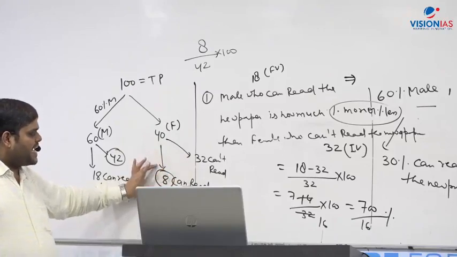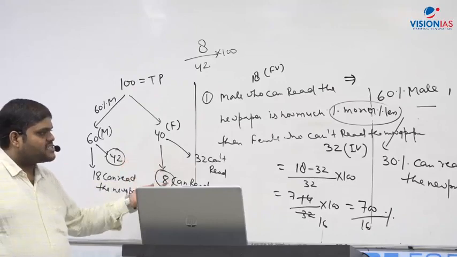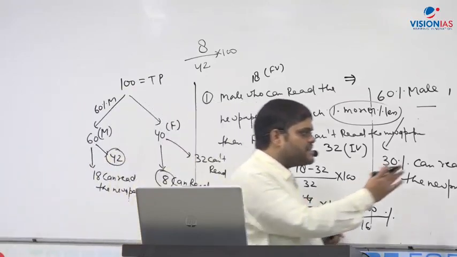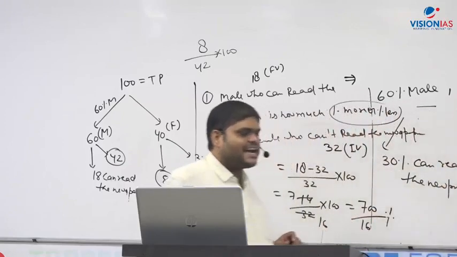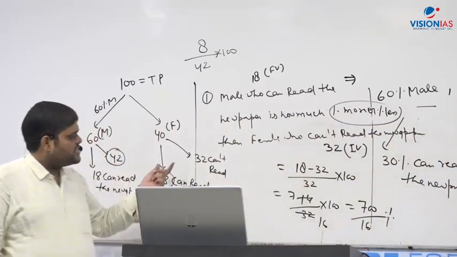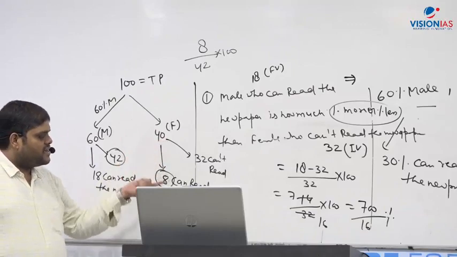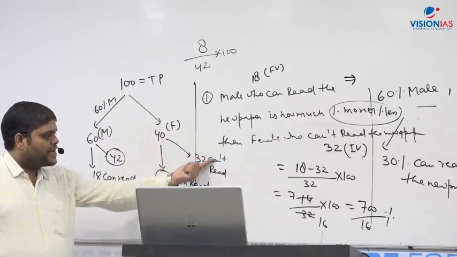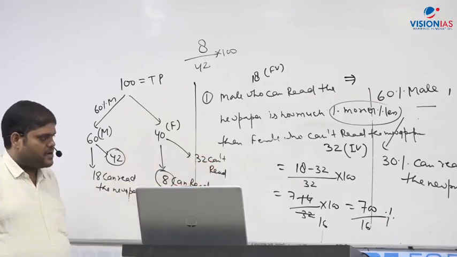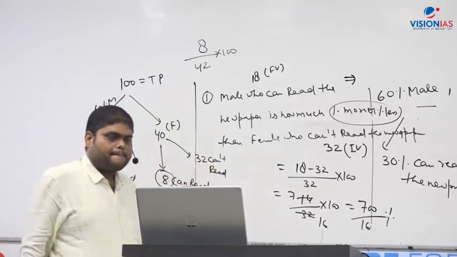So if 8 can read the newspaper, where is this 8 coming from? Because it was given that out of the females, 20% can read the newspaper. So if 20% can read, then 8 can read the newspaper. If you subtract this value, that means 32 can't read the newspaper. This is coming from here.